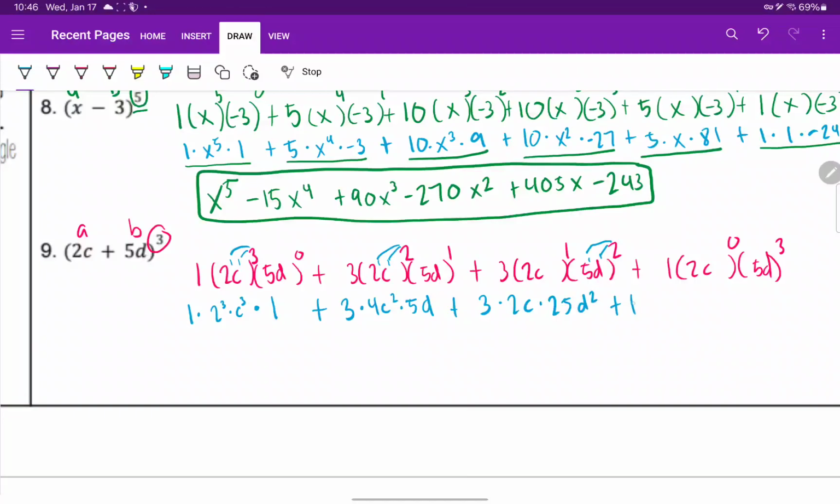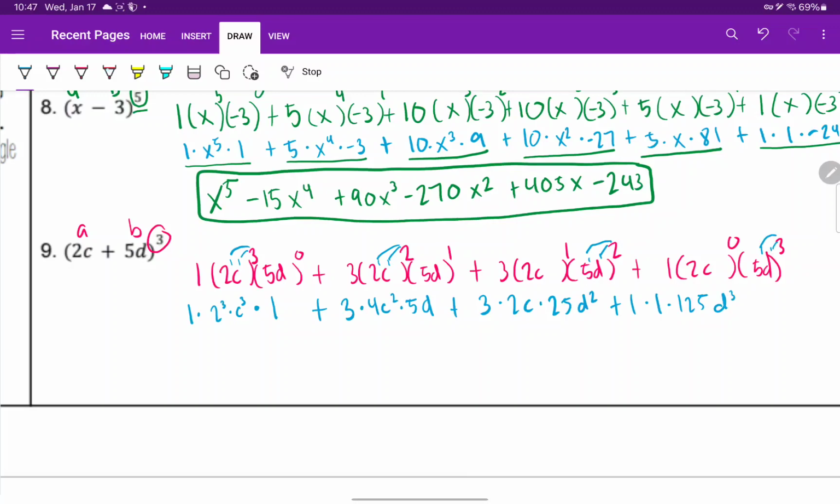Now this last one, plus 1. 2C to the 0 power is automatically going to be 1. And this one, we're going to cube each one. So 3 times 1 is 3. So 5 cubed is 125. And then 1 times 3 is 3. So that is D cubed.